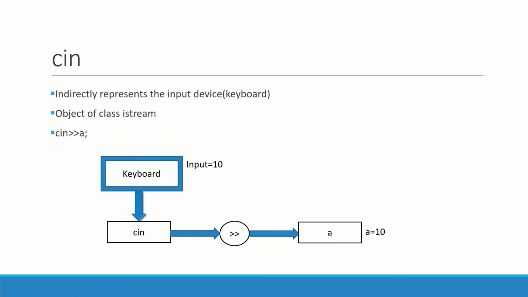cout is used to output values to the output devices, whereas cin is used to input values from the input devices. Hence, cin indirectly represents the input device, in our case the keyboard, and cin is an object of class istream. If we consider the example cin >> a, it means that cin will take a value from the keyboard and assign that value to the variable a. For example, if the user enters 10, cin will take this 10 and assign it to the variable a. Hence, the value of variable a will be 10. We will be going much deeper into cin and cout when we talk about streams.